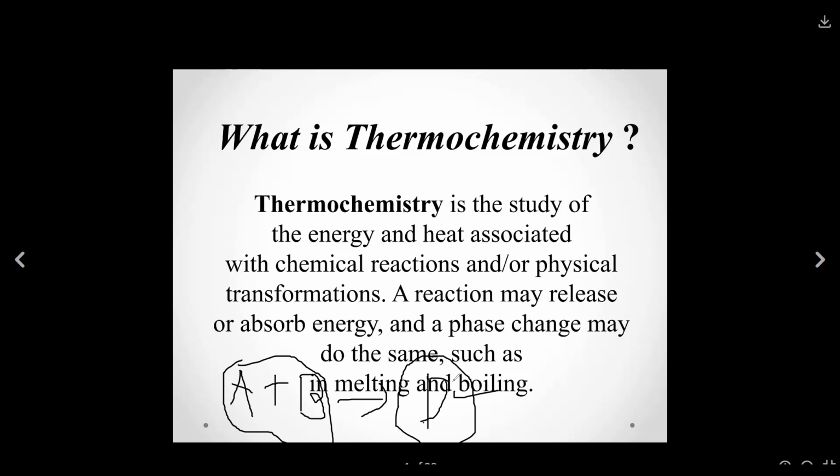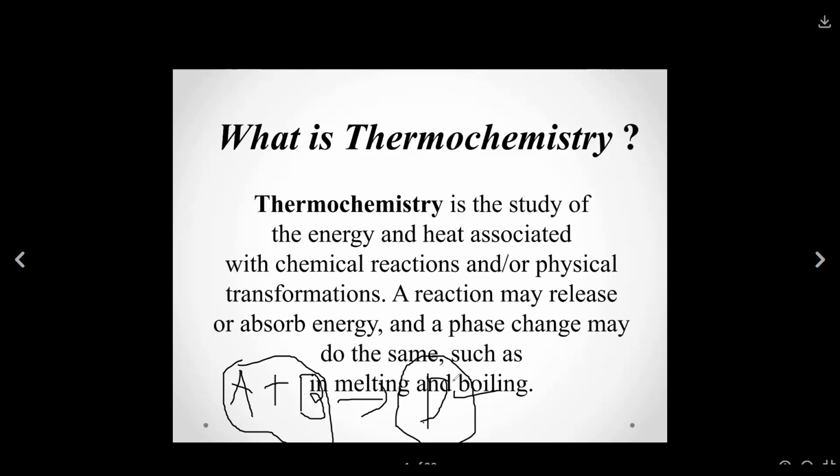When we say a phase change, it means the conversion of substances from solid to liquid, from liquid to gas. Like for example, if we have liquid converting to solid, the process is called freezing. And if we have solid converting to liquid, the process is called melting. So in the process of melting, boiling, freezing, evaporation, condensation, heat might also be released or absorbed.